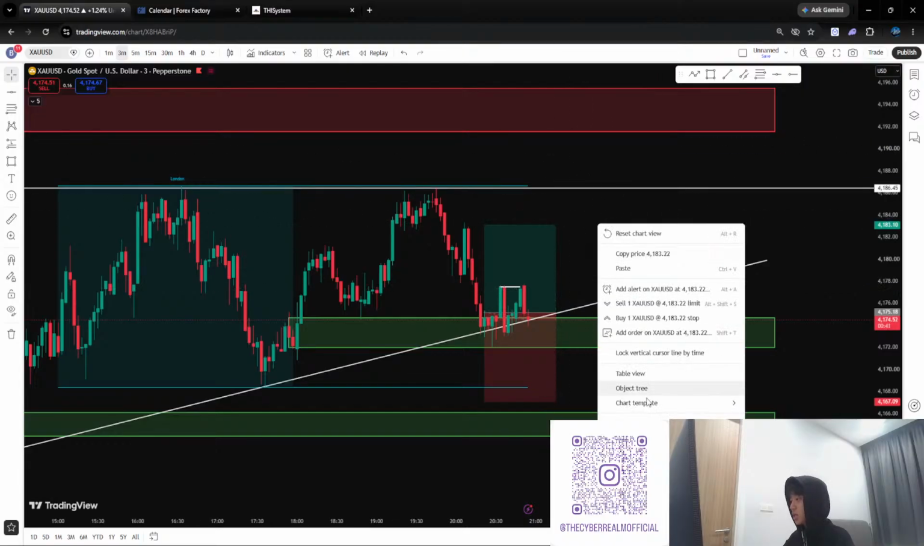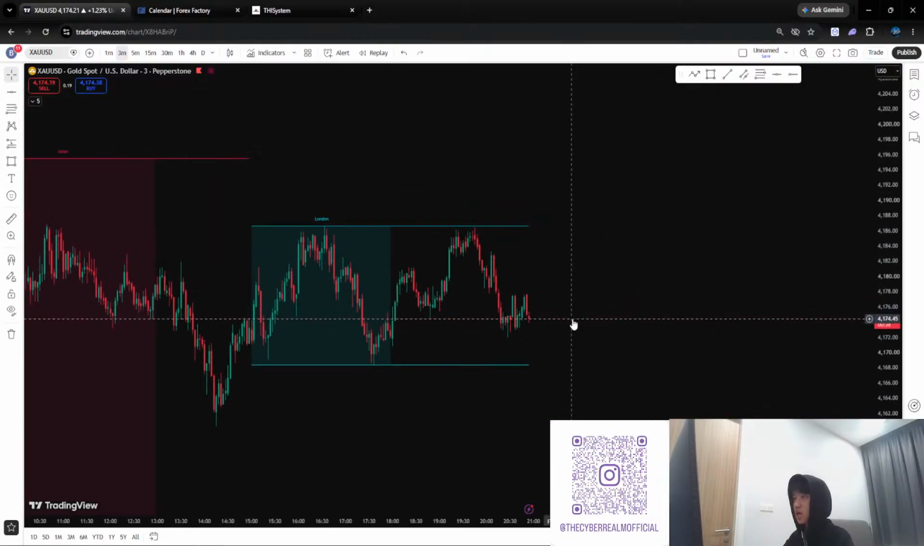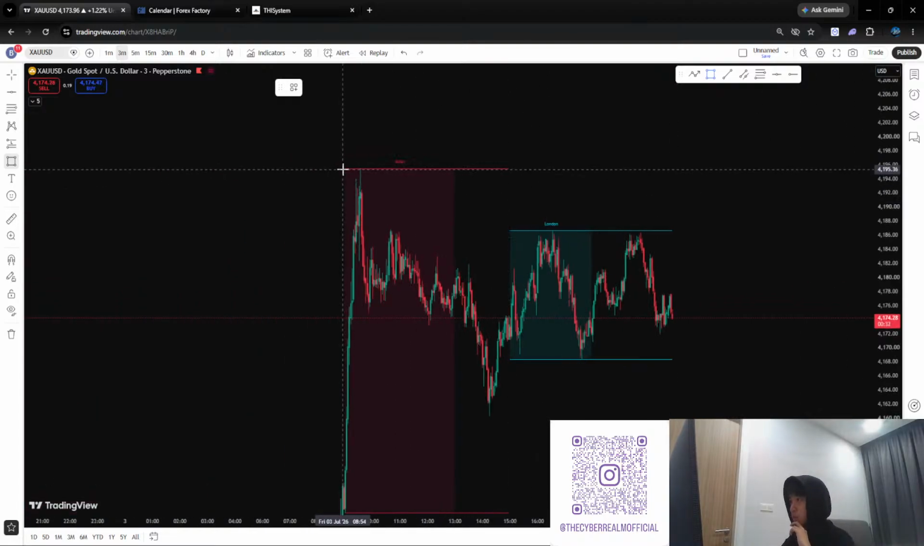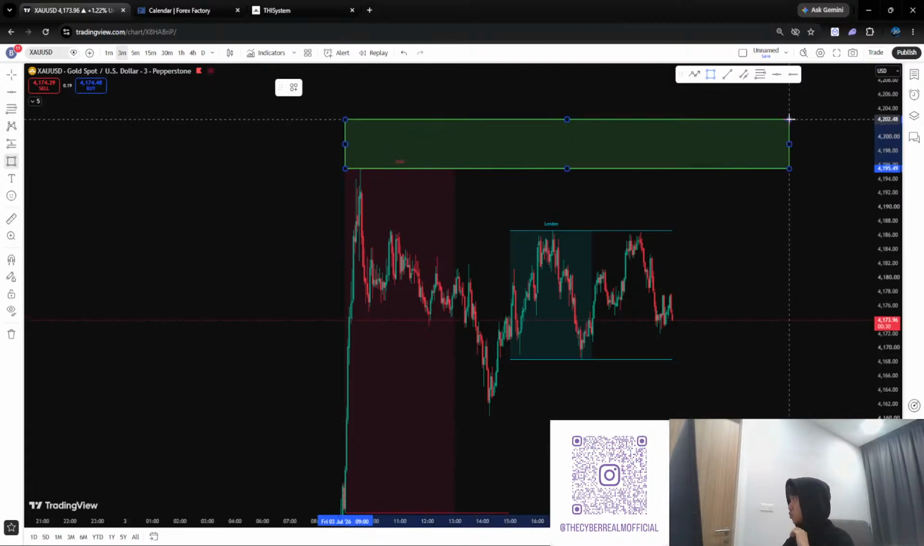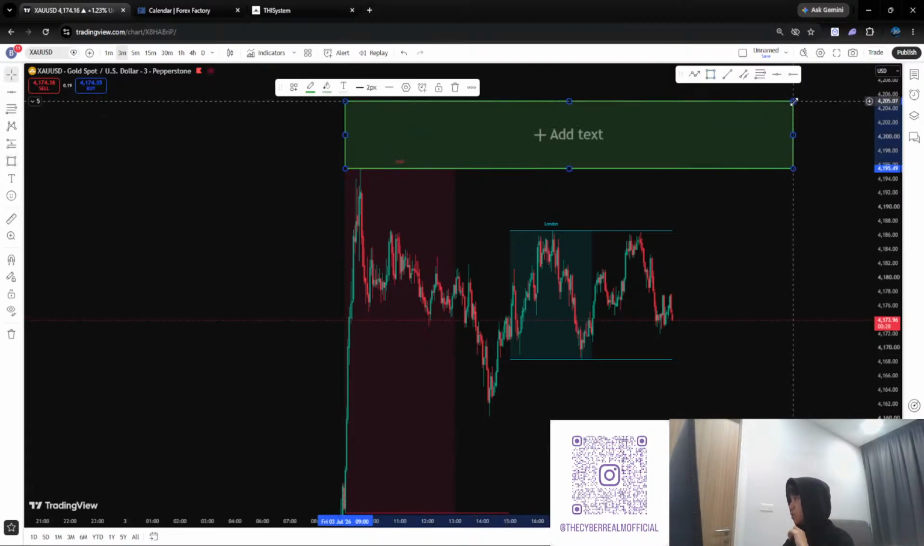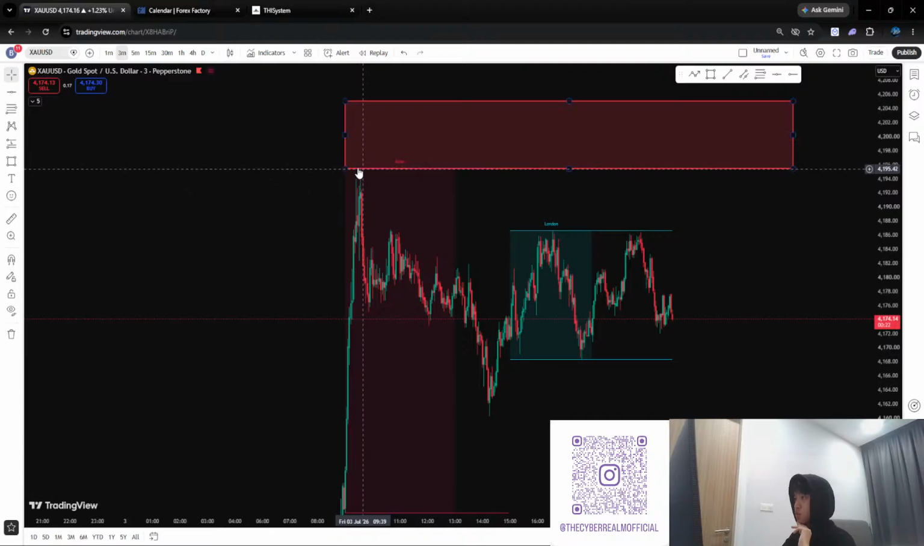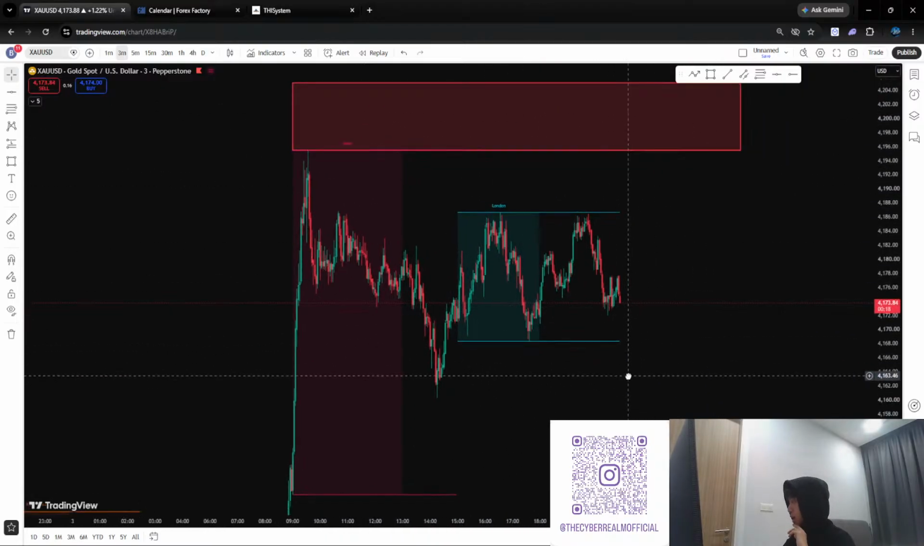Let me clear everything once again. So the sell zones are actually above this area right here. Why? Because we are playing liquidity sweep. We expect it to sweep this area first, then sweep this high, which will be this zone, before actually coming back down.